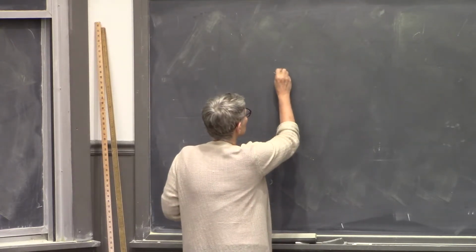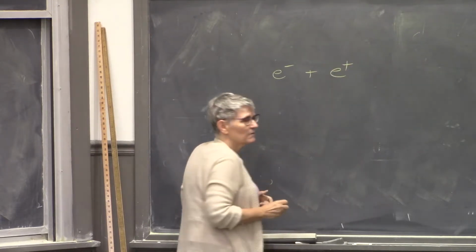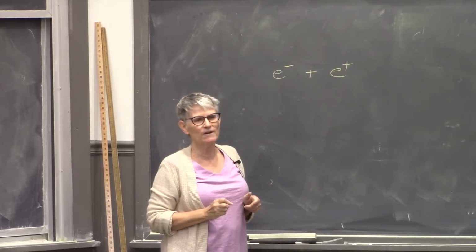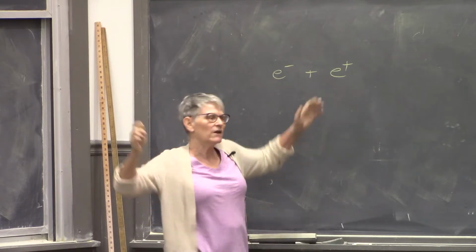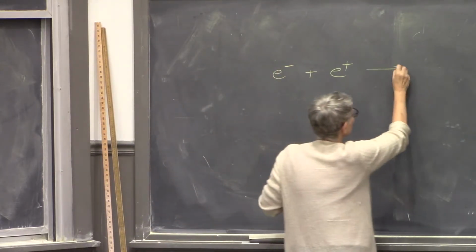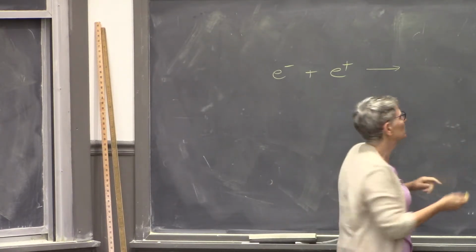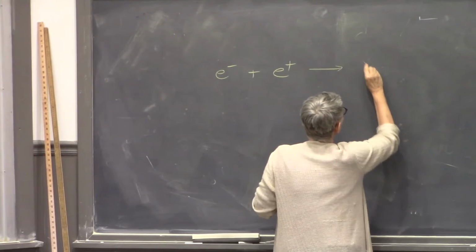So if we had, for example, an electron that met its antiparticle, a positron, and they annihilate and produce two photons, two particles of light, fairly high energy, we call them gamma rays.